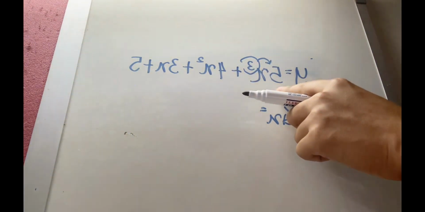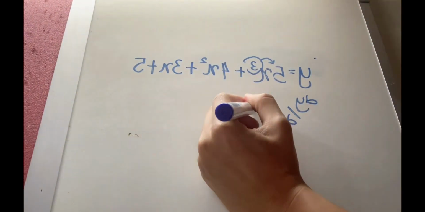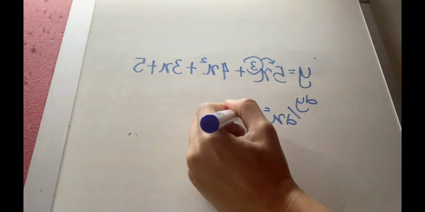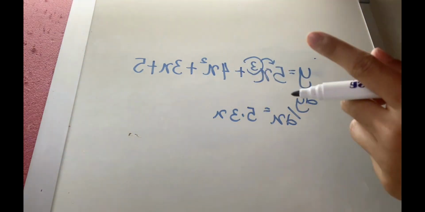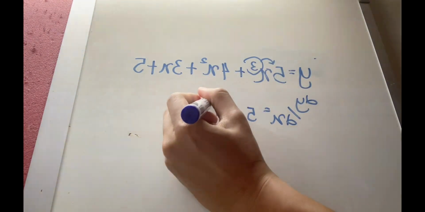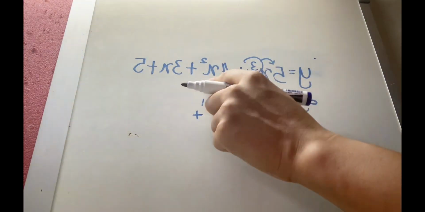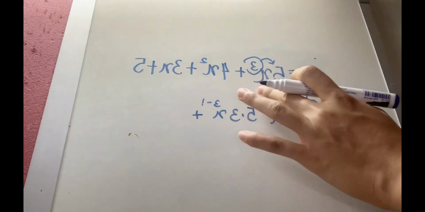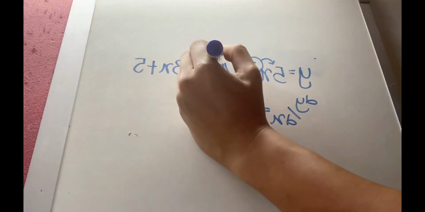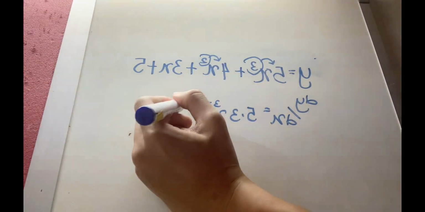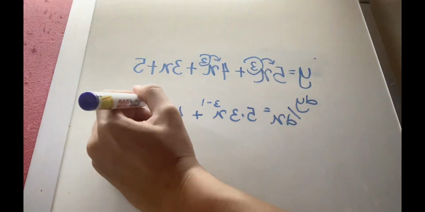As you can see, we bring it to the front, we have 5. So how do we do it? How do we bring the power of 3 to the 5? We go 5 times 3x like this. And the power we subtract by 1. Yes, 3 subtract 1. So this is for the first one. Next, 4x squared. Same as the first one. 2, we bring it to the front. So 4 times 2x, 2 minus 1.